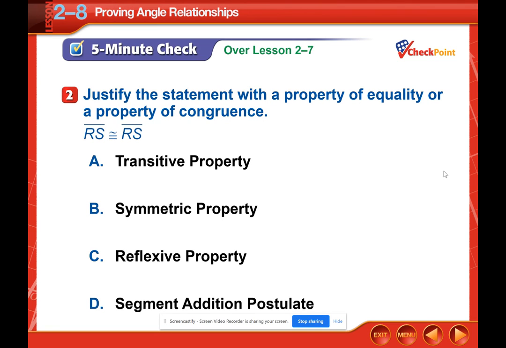Once again, justify the statement with a property of equality or a property of congruence. We have segment RS congruent to RS. Okay, we have the same thing that is congruent to itself. We're not transitioning. We're not mirroring. This is reflexive.